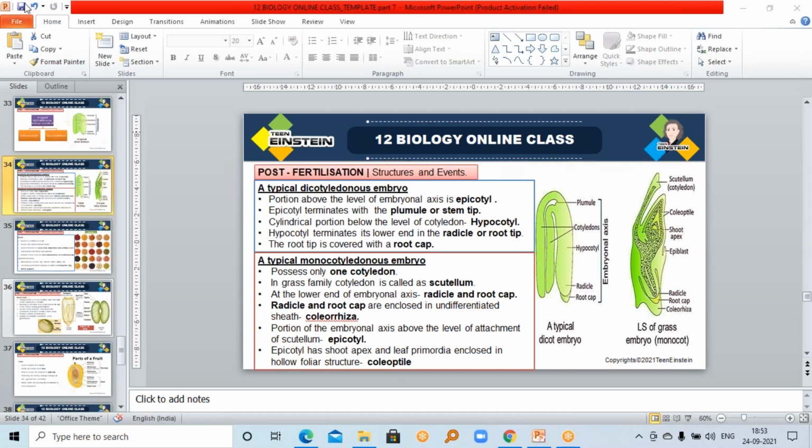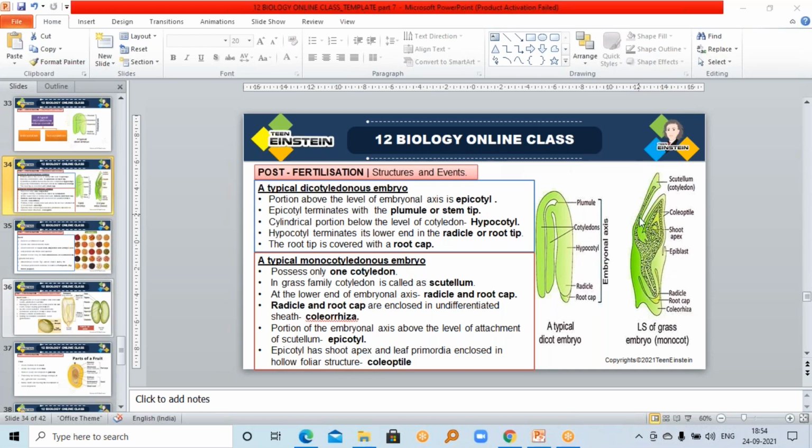Then the epicotyl has shoot apex and leaf primordia. And these are enclosed in a foliar structure. You can see here the foliar structure. That foliar structure is called coleoptile.